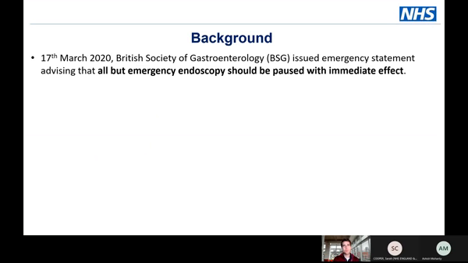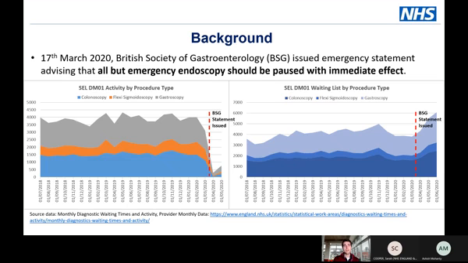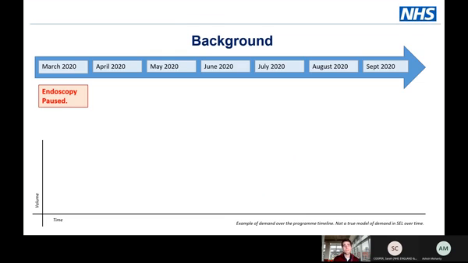So this will probably be a phrase that is not unfamiliar to most who are within the endoscopy setting. The story really starts in the middle of March, when the BSG issued a statement pausing all but emergency endoscopy with immediate effect. And in Southeast London, that looked like this. On the left-hand side, you have the diagnostic DM01 activity, and you can see when that BSG statement was issued, it falls right through the floor. That has a significant impact on our waiting list, which you can see on the right-hand side, which from that point on just starts increasing. So that's really our starting point.